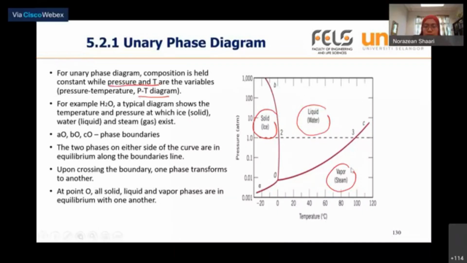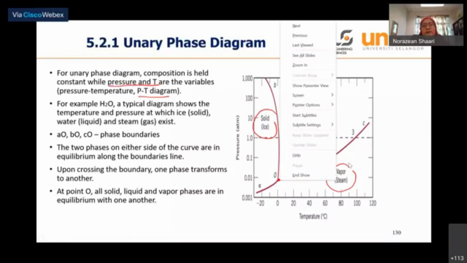So at boundary line ni, contohnya at boundary line of CO ni, the phases here is an equilibrium between liquid and vapor. Sama juga solid and liquid, it is equilibrium in BO line. And between solid and vapor, equilibrium line ni adalah AO. And these three phases, solid, liquid and vapor, are in equilibrium at point O ni. So upon crossing the boundary, one phase transforms to another.